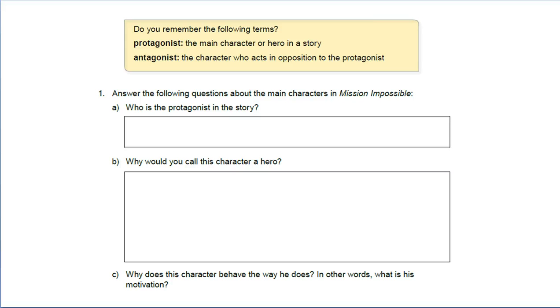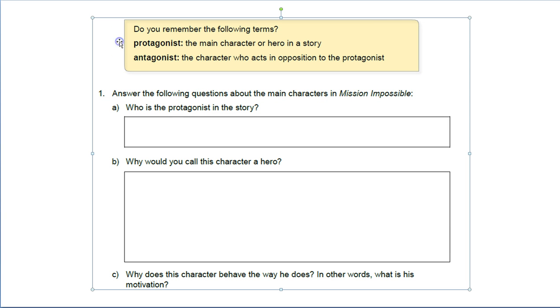Now you may remember these from last year when you were doing a narrative unit. There were two terms, protagonist and antagonist. A protagonist means basically the main character or the hero in a story. An antagonist is the character who acts in opposition to that person. So they would be the nasty person of the story, perhaps the person who is against our main character. If you think of Batman, Batman would be the protagonist and the antagonist would be someone like the Joker.